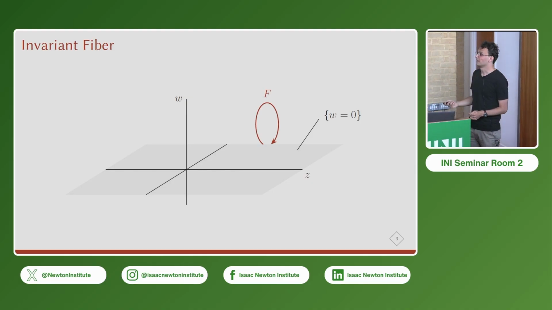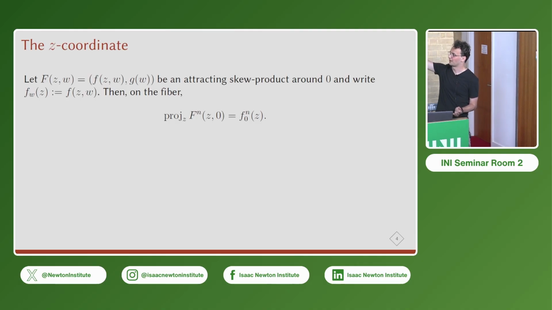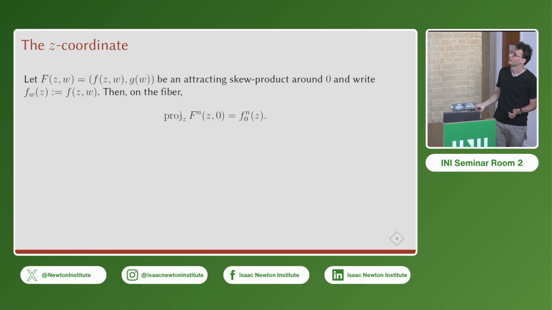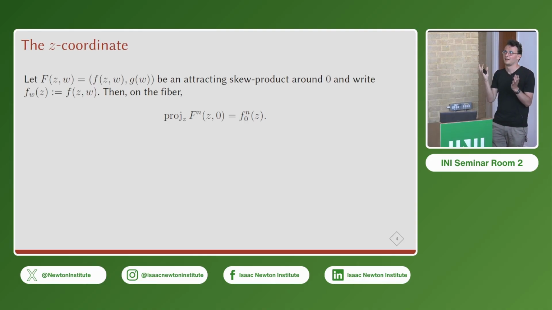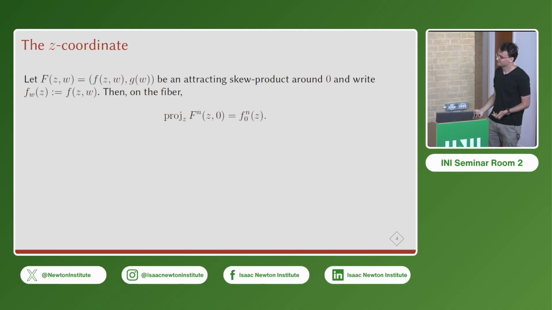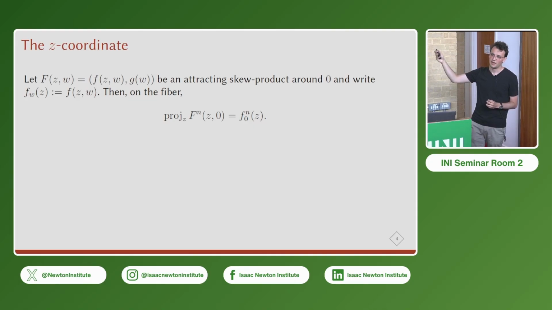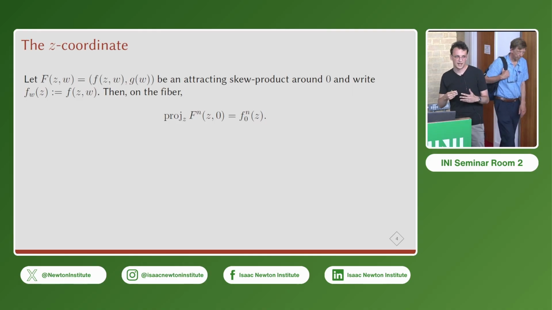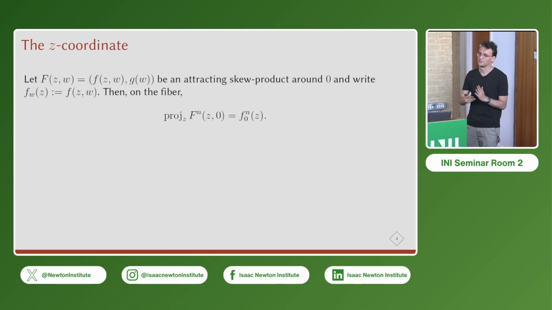So that's the w coordinate, and now we want to get to the z coordinate. So once again, we have an attracting Skew-Product around 0. Now if we introduce a little bit of notation, more specifically if we write f_w of z for f of z, w, so we write it as a function which is parametrized in w, then what we get is that if we have a point z0 and we iterate this n times, and we then project down to the z coordinate, we once again have one-dimensional dynamics, because what we actually have is just f_0 iterated n times. So towards our fiber, we have one-dimensional dynamics by g, and on our fiber, we have one-dimensional dynamics described by f_0.